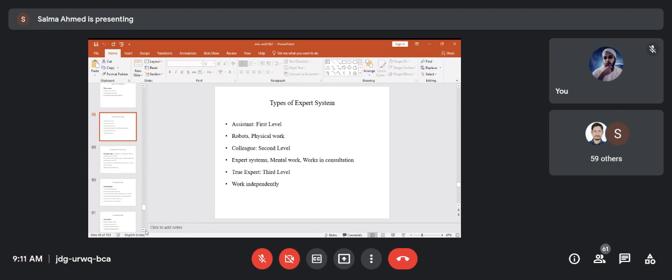The third level is where the research is still going on, which is a true expert, where they will decide for you. There will be no consultation needed. And because expert systems work on consultation, we also call them peers.